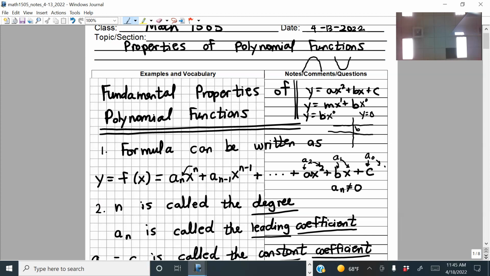Let's see. So degree 1, how many turning points could that have? This is degree 1. How many turning points could that have? None. It's 1 less than the degree, Amanda. Yeah. But do lines have turning points? No. Yeah. Okay. So lines don't have turning points.